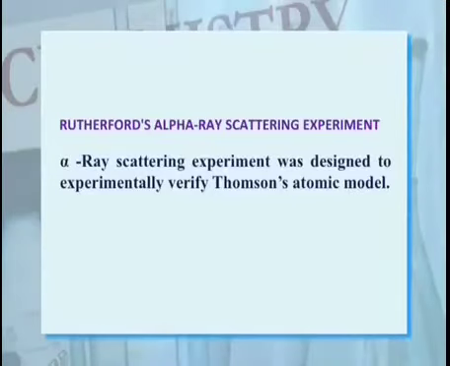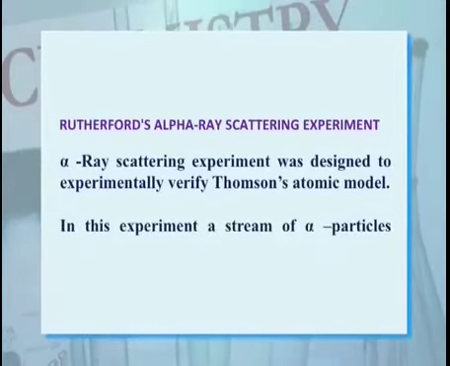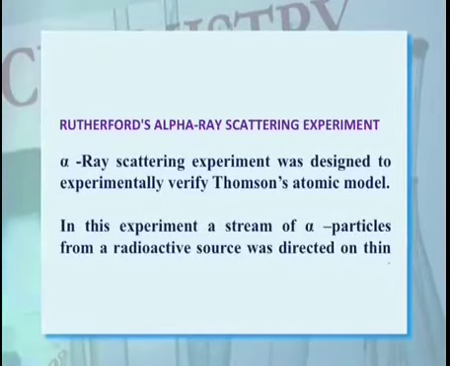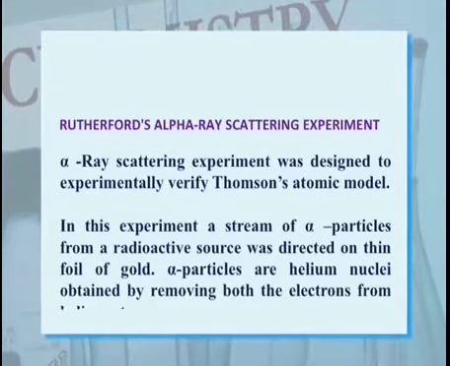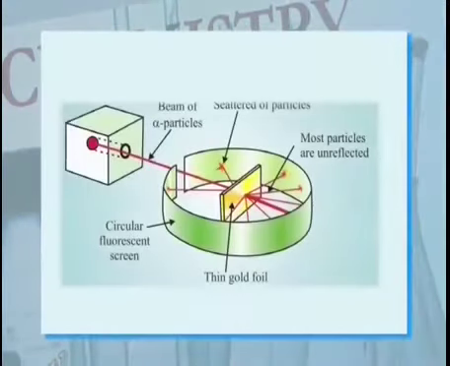Rutherford alpha ray scattering experiment. This was the second experiment to find out the actual structure of the atom. Alpha ray scattering experiment was designed to experimentally verify Thomson atomic model. In this experiment, a stream of alpha particles from a radioactive source was directed on thin foil of gold. Alpha particles are helium nuclei obtained by removing both the electrons from helium atom. This was the arrangement of Rutherford's gold foil experiment.